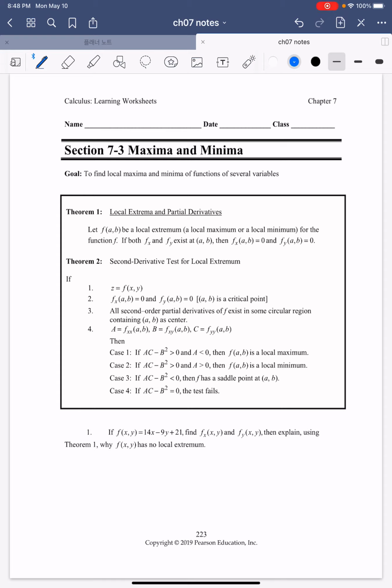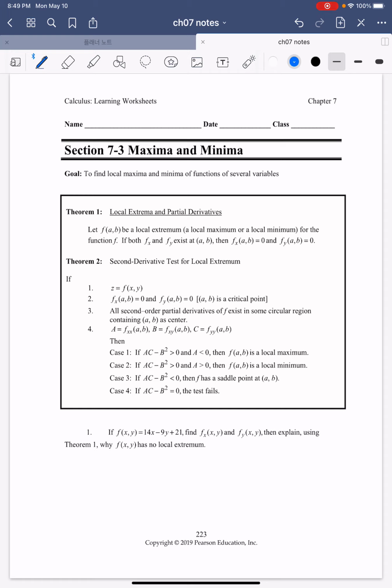In this video, we are going to go over section 7.3, maxima and minima. The goal of this section is to find the local max and local min of a function of several variables. This concept we have already gone over in chapter 2 when we were dealing with a function with one variable. So the same concept will carry over with a function that has multiple variables.